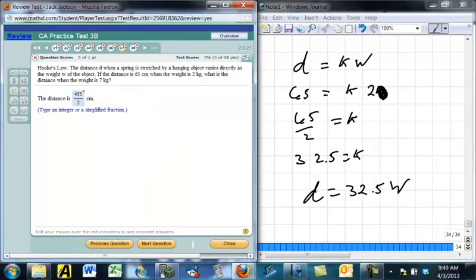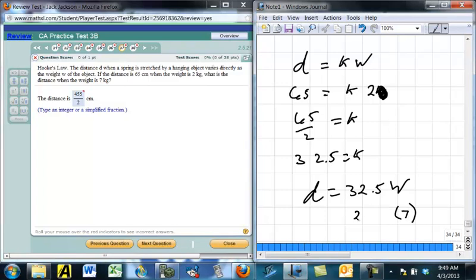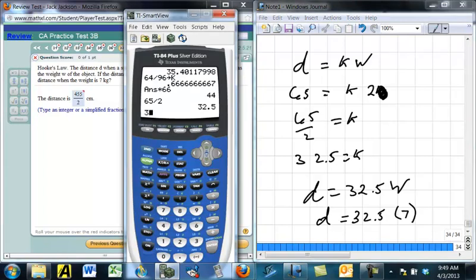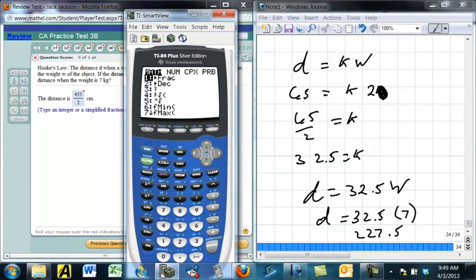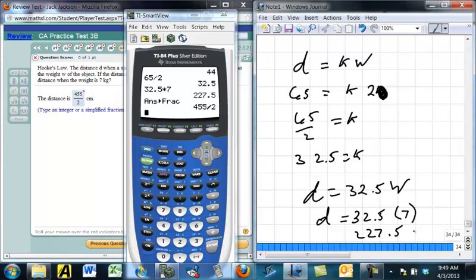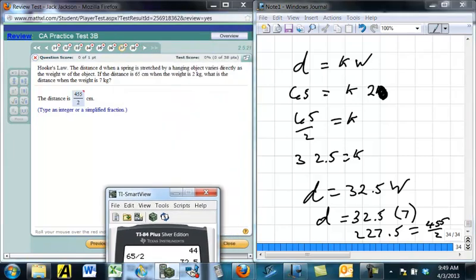Okay? Now, what is the distance when the weight is 7 kilograms? Okay, so you put 7 for the w. And it really should say mass, because kilograms is a mass measurement. Okay, 32.5 times 7. That's 227.5. Now they say put it in fraction form, so I can say math, change to fraction. That's 455 halves centimeters.